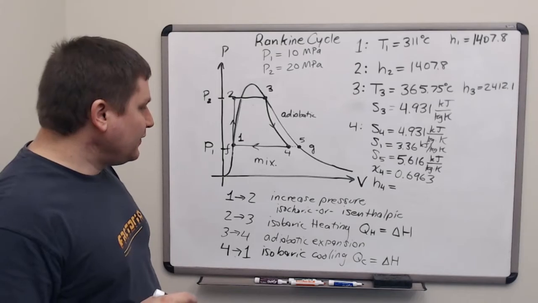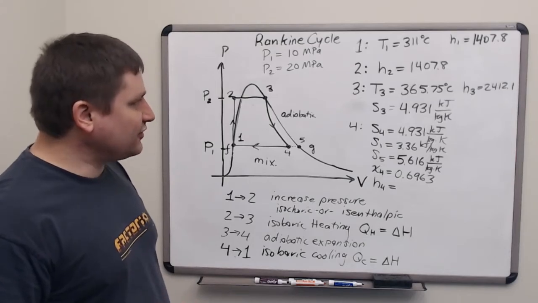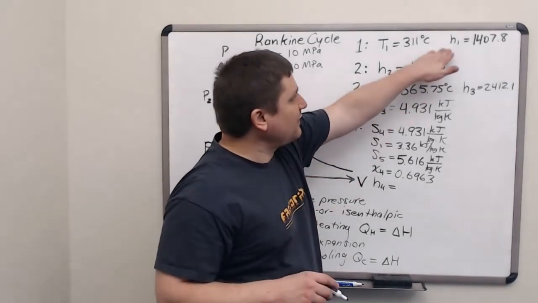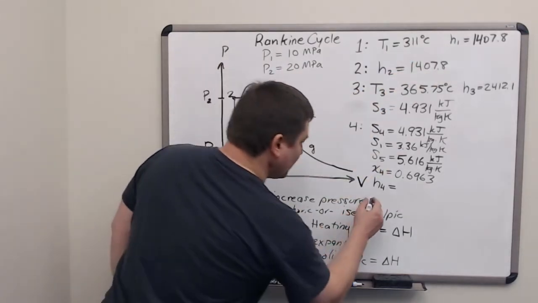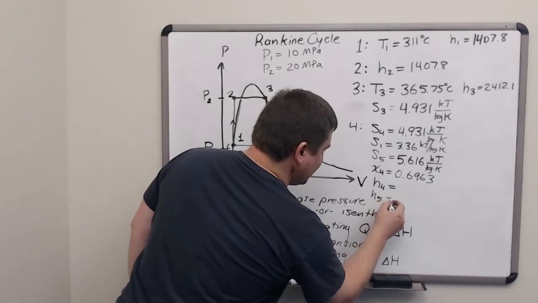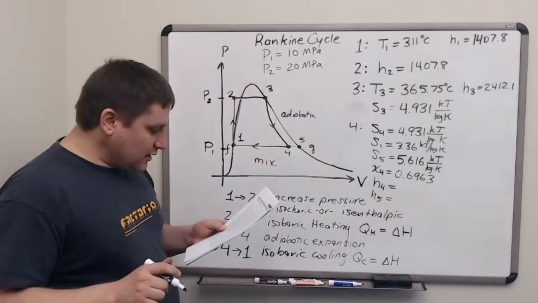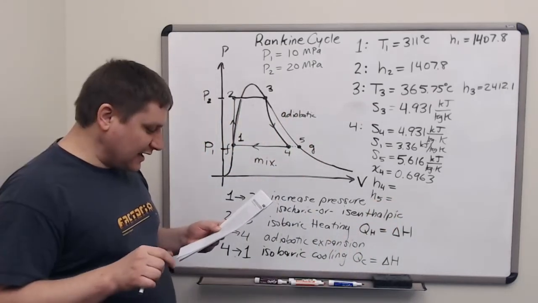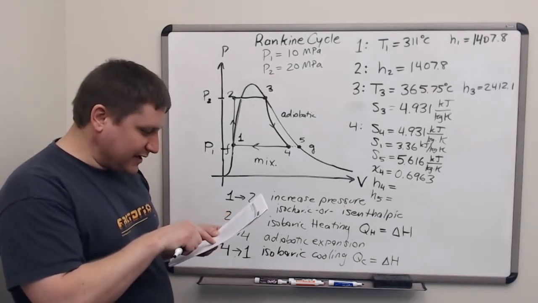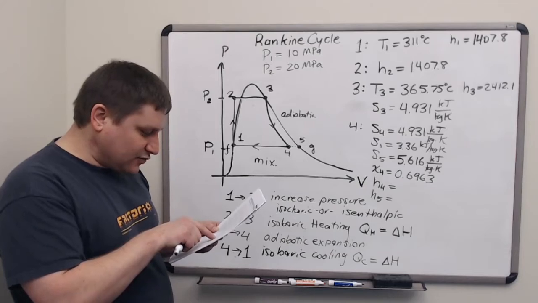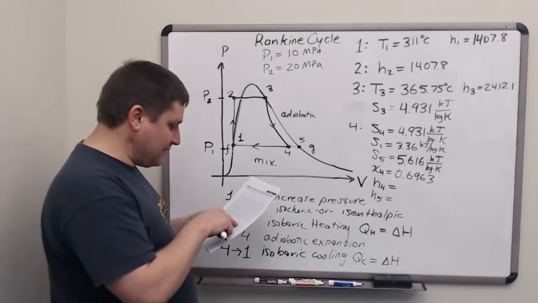To do this, we need to look up the enthalpy at location 1, which we already have on the top of the board, but we also need to look up the enthalpy for location 5 from the steam tables. Going to the 10,000 kilopascals row and looking at the saturated vapor enthalpy column, we get 2725.5.